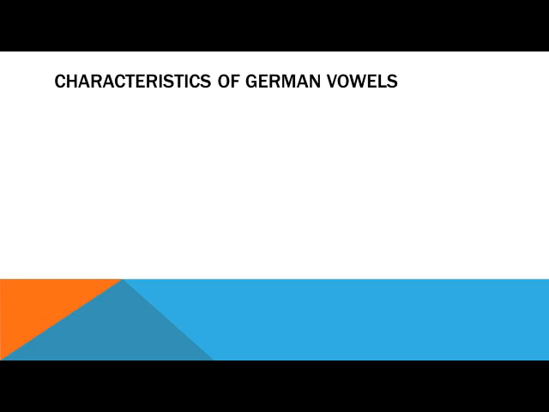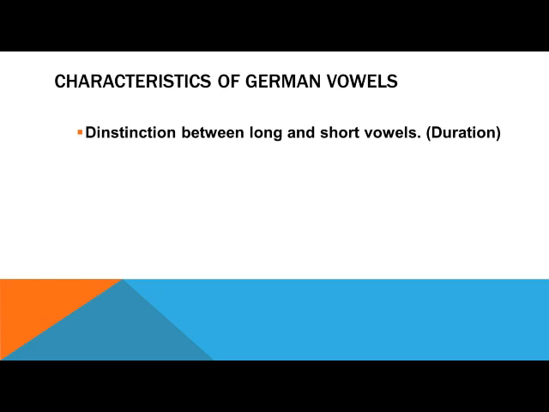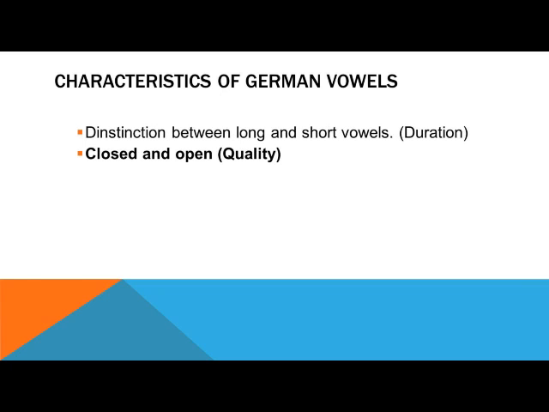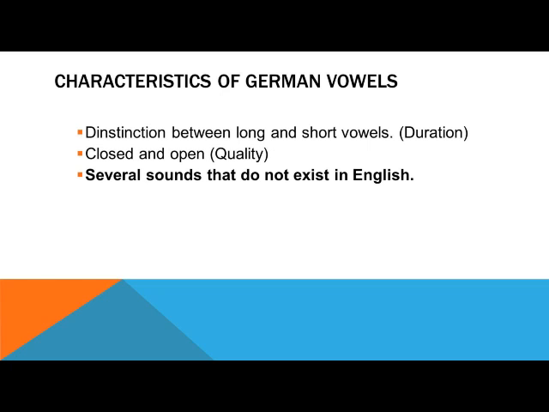Last time we discussed a little bit about the characteristics of German as a language and the sounds as a whole, and now we're going to be looking specifically at the German vowels. One very important characteristic is the distinction between long and short vowels, so the duration of the vowels. This can have a big effect on the meaning of the word. And there's also closed and open vowels. This refers to the quality of the vowel, and we'll look more at that. There are several sounds that don't exist in English, and we're going to go over how to make those.